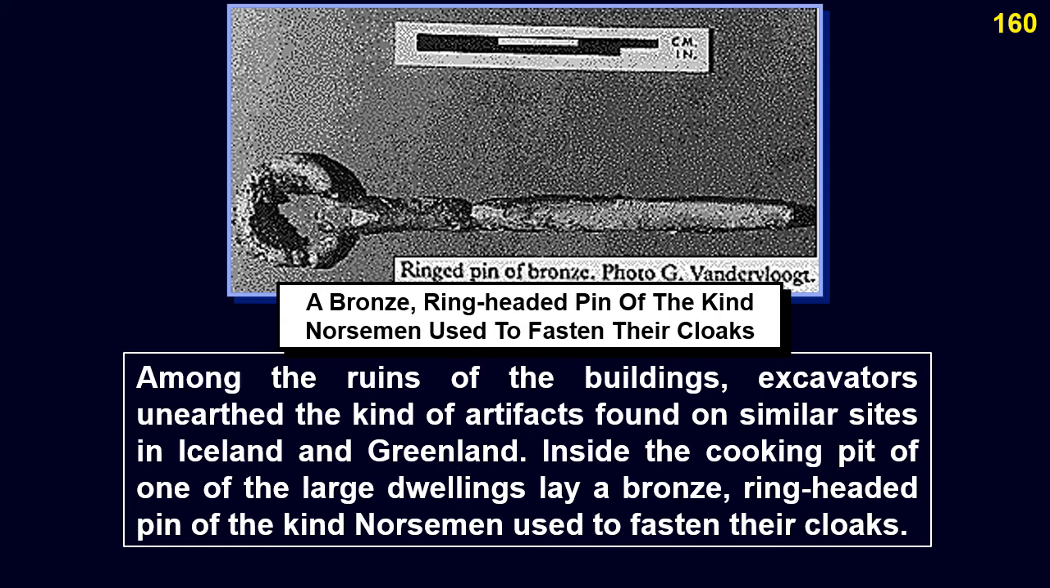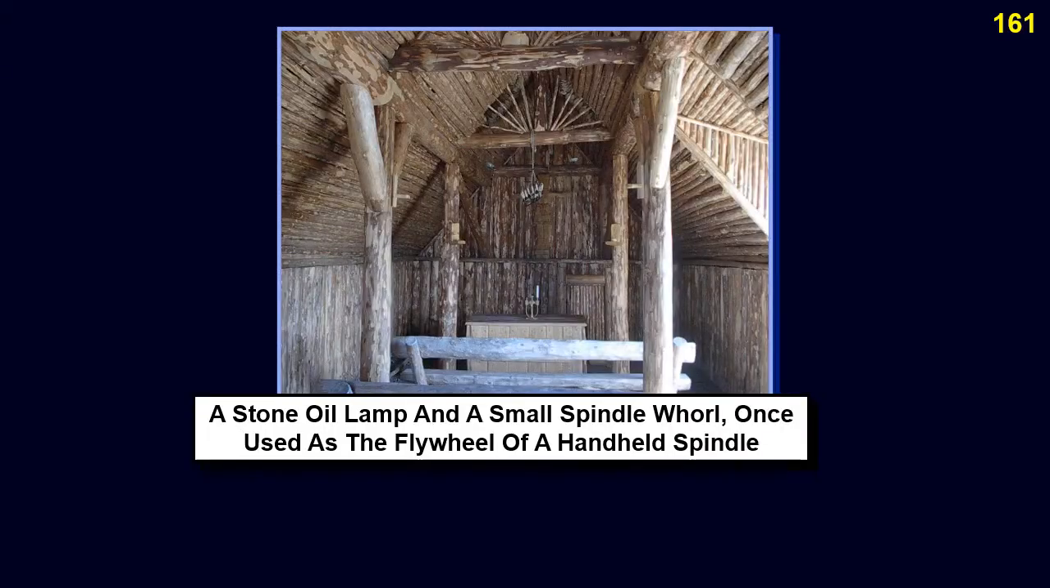Inside the cooking pit of one of the large dwellings lay a bronze, ring-headed pin of the kind Norsemen used to fasten their cloaks. Inside another building was a stone oil lamp, and a small spindle whorl, once used as the flywheel of a handheld spindle.